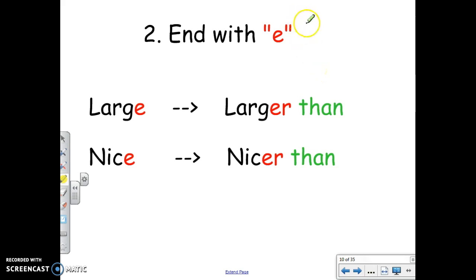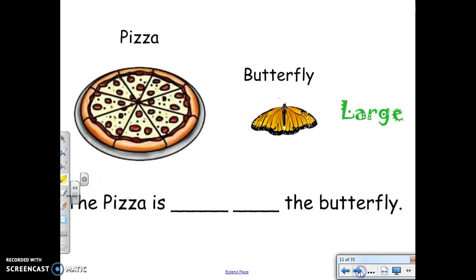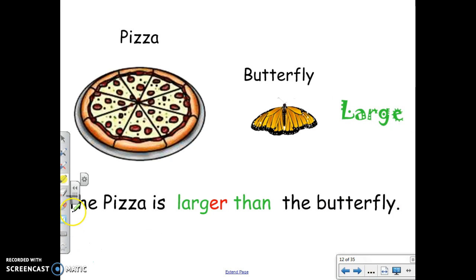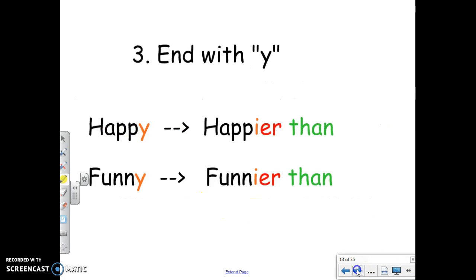When the adjective ends with E, just like large, we don't have to put ER because they already have the E right here. We just put R after the adjective. Large will be larger than. Nice will be nicer than. This sentence, the pizza is what the butterfly? I want to use the word large. So the pizza is larger than the butterfly. See, I only put R after the large because they already have the E here.